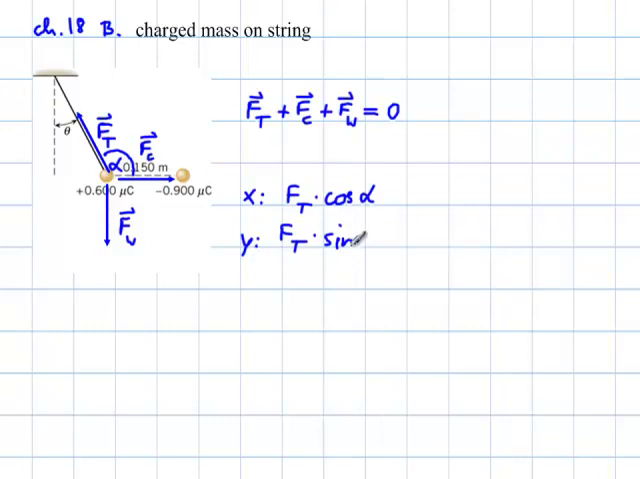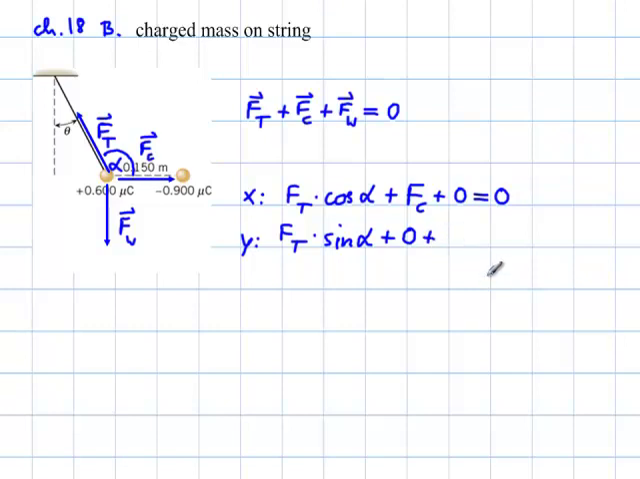I don't know why this keeps popping up here. Somehow I still have to figure out my tablet. So times sine alpha, because it's the vertical, and now the Coulomb force that acts only in the horizontal, so Fc, and then in the vertical the Coulomb force is 0 because it has no vertical component in this problem, and then the weight, which is 0 in the horizontal, obviously, and that equals 0 because the net force is 0.